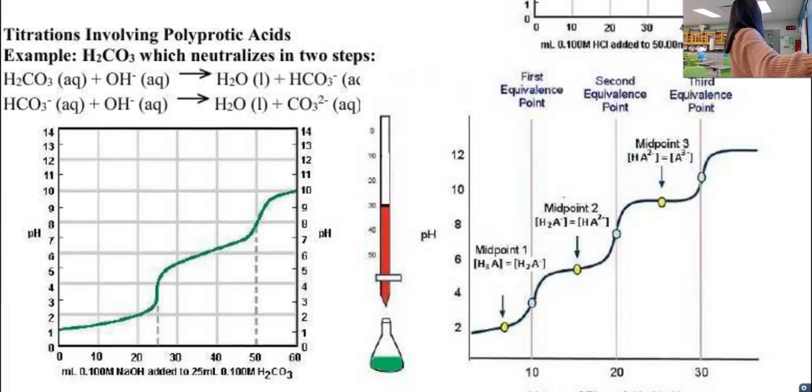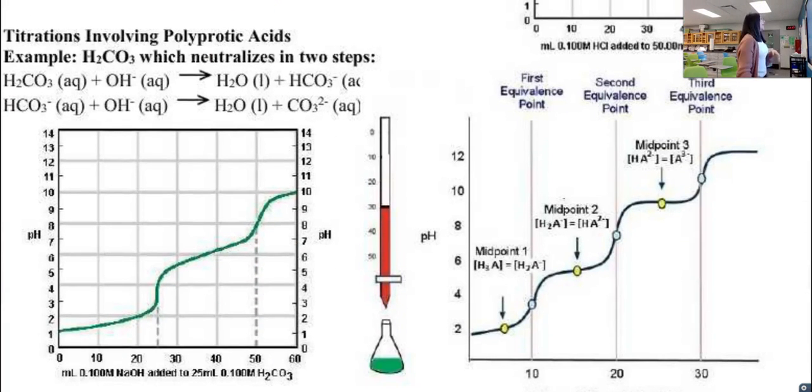Okay. Titrations involving polyprotic acids. So when you have a polyprotic acid, that means that you have more than one hydrogen ion. Remember, the bases are going to dissociate right away. So if you have two hydroxides, they're just going to come off right at the same time.